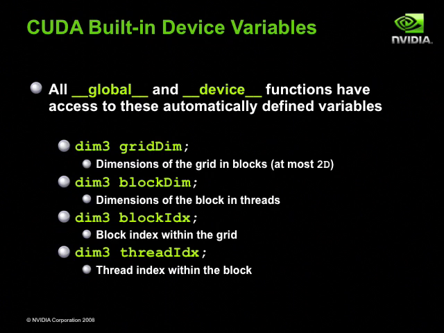Recall that all threads run the same kernel code, and in order for the threads to perform independent work, a unique thread ID is used to access different data. This unique thread ID is created from the other 2 automatically defined variables, blockIdx and threadIdx. blockIdx contains the block index within a grid, and threadIdx contains the thread index within a block.